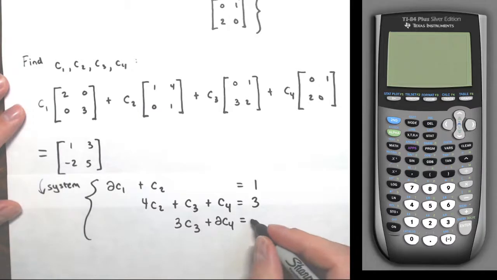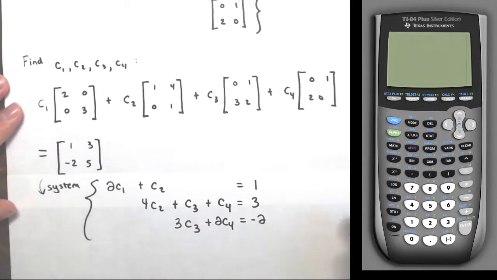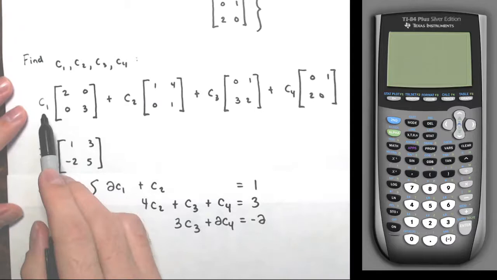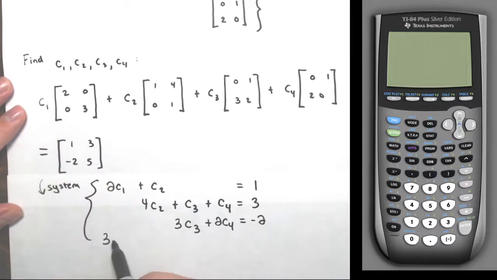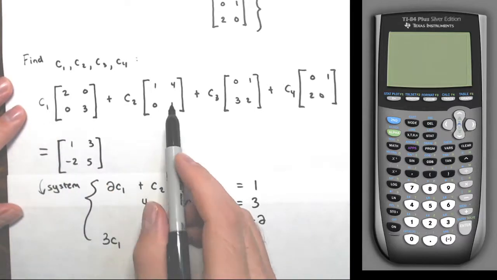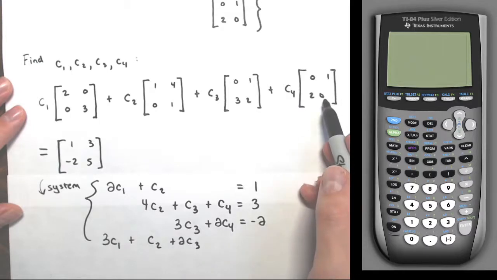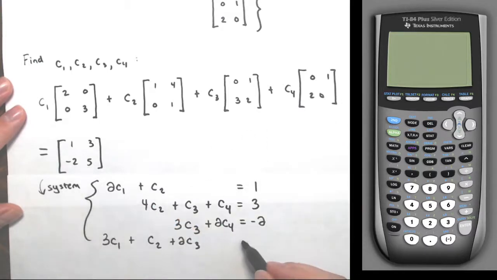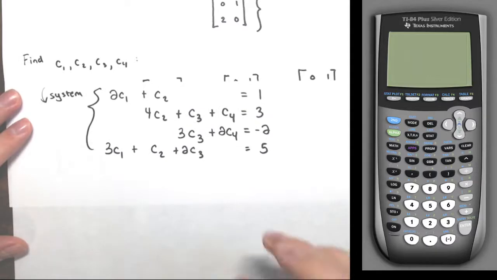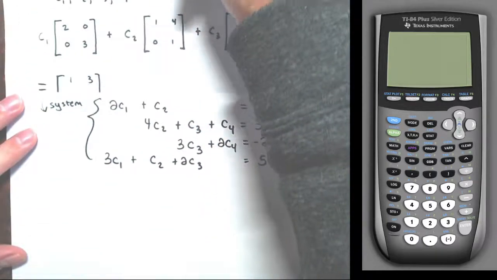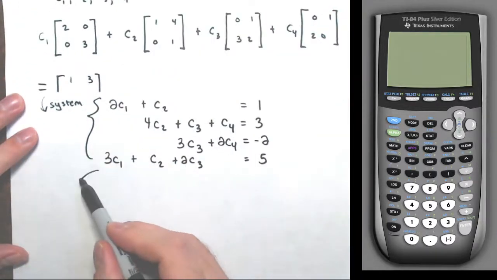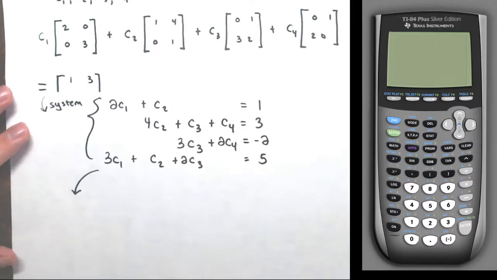And then finally, the second row, second column entries. You'd have 3C1 plus 1C2 plus 2C3 plus 0C4 would have to be equal to 5. Now this is a system of equations like I did before. I'm going to write these in two different ways. One is a matrix equation.